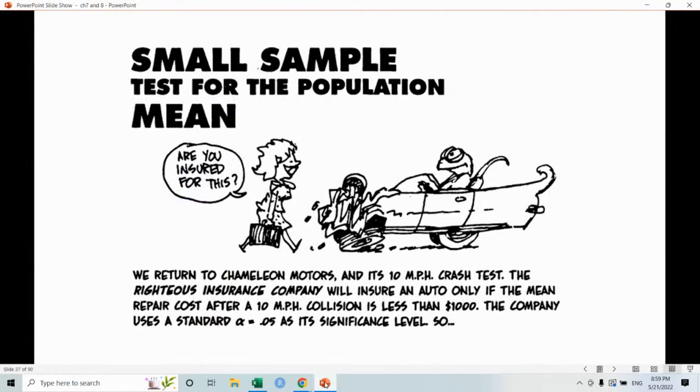Small sample test for the population mean. So we return to Chameleon Motors and its 10-mile-per-hour crash test that we talked about last week. The Righteous Insurance Company will insure an auto only if the mean repair cost after a 10-mile-per-hour collision is less than $1,000. The company uses the standard alpha equals 0.05 as the significance level.